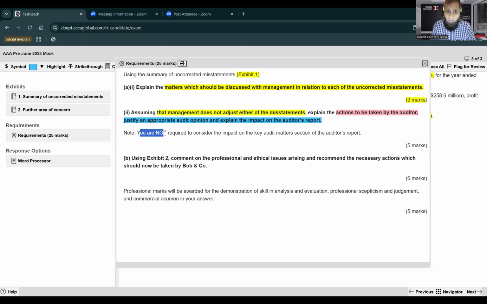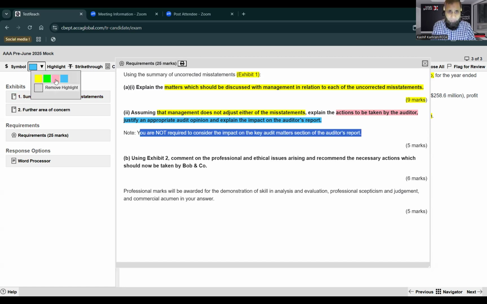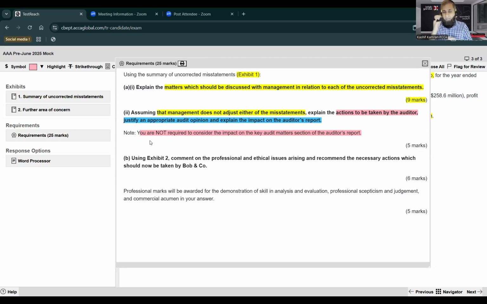You are not required to consider the impact of the key audit matters section in the audit report. Because in the part A, are we talking about misstatements? Are we talking about something being under and overstated? Are we talking about a material misstatement in the part A? Yes. How can a material misstatement lead to a CAM? That's quite logical. And even for the illogical students, the examining team has put a note number.